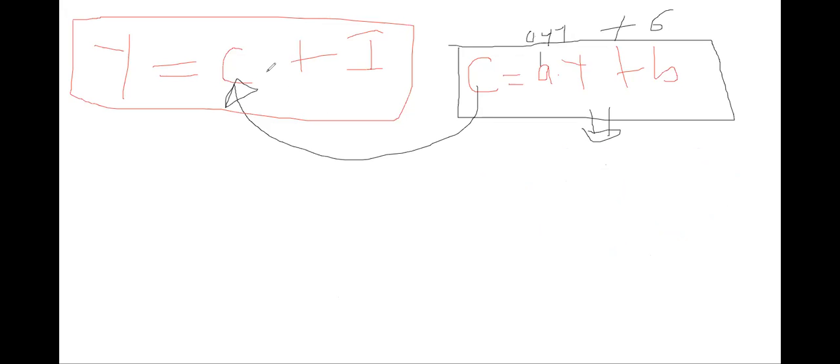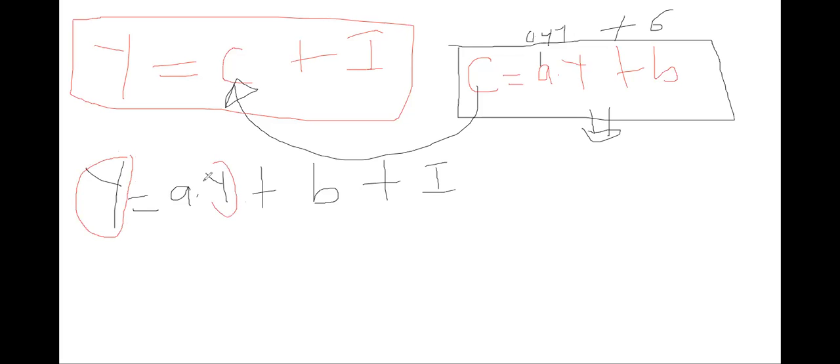Okay, so we substitute this into here. So it will give us y equals, so we have c, and we say c is what? a times y plus b. Then plus our investment. So we know that we have constants here as well as variables. And our variables here are what? The y, and this y. So what we will do, we will transfer this to this side of the equation.